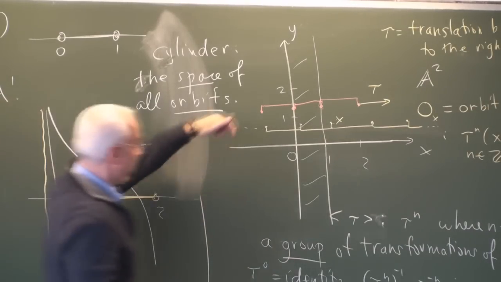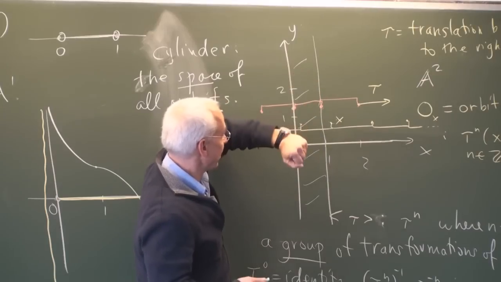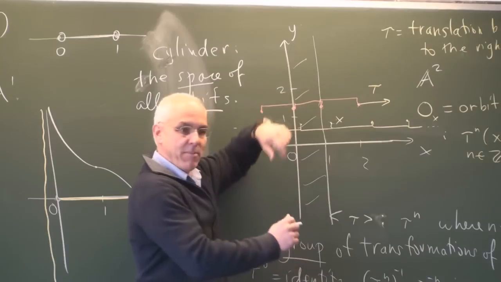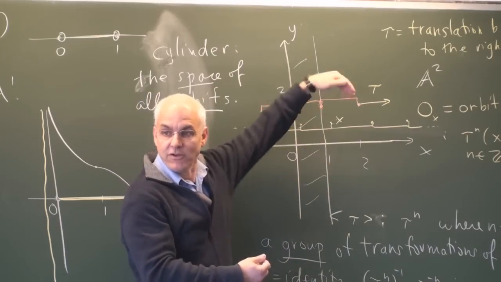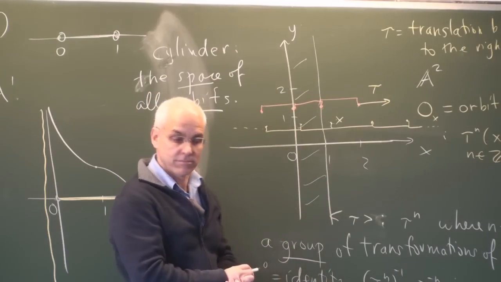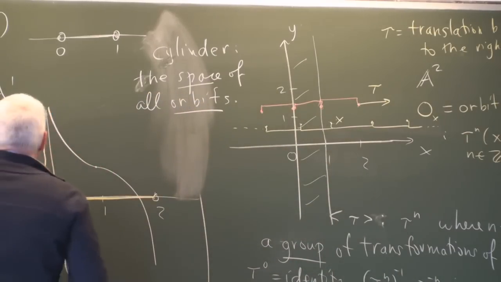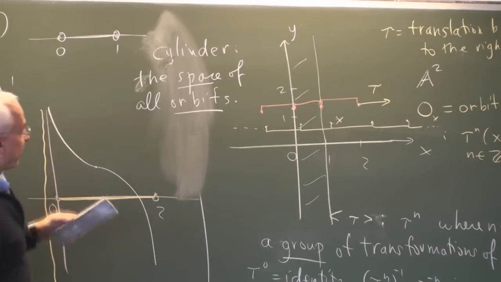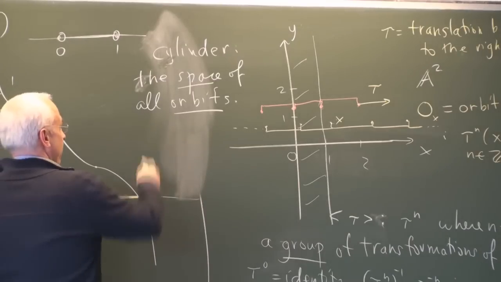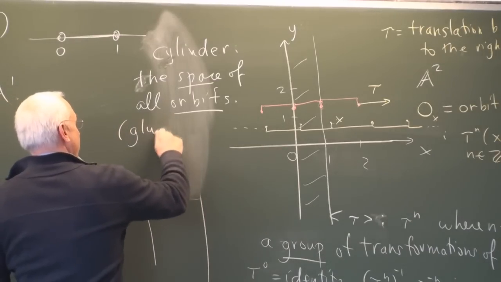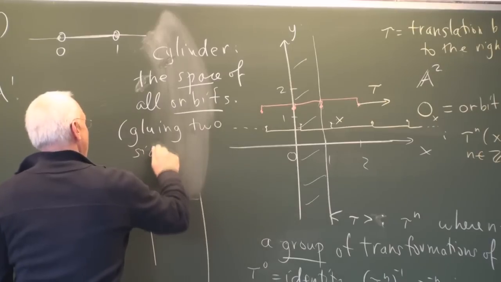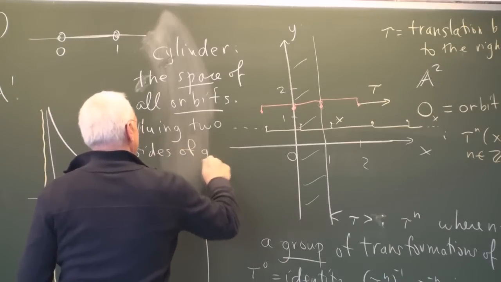And that gluing operation, topologically, gives us a cylinder. Because that's how we can get a cylinder. We can take a strip of paper, and we glue one edge to another edge. So the space of orbits is a cylinder because we're just gluing the two sides of the strip.